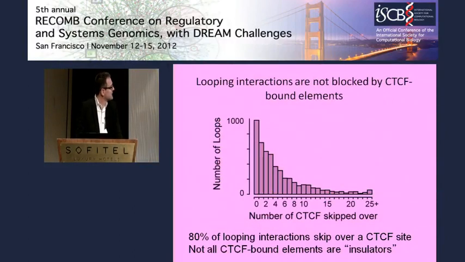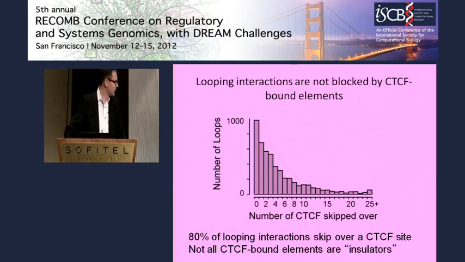One final analysis that comes up a lot when I talk about these things is, what's the role of the CTCF protein, which has been classically described as an element that would block enhancer-promoter interactions? So can we actually see whether a site bound by CTCF in a given cell type would somehow prevent a long-range interaction between an enhancer on one hand and a promoter on the other hand? It turns out that is not the case. Over 80% of our long-range interactions skip over at least one site bound by CTCF in that cell type.